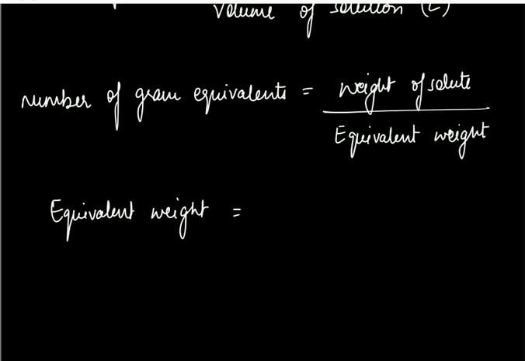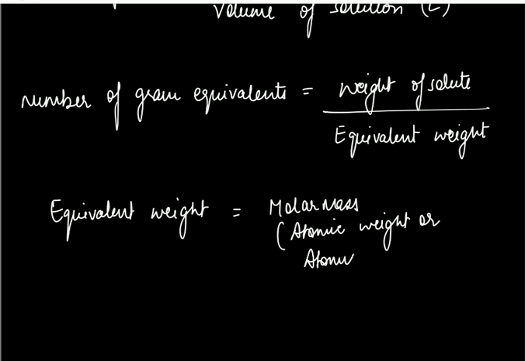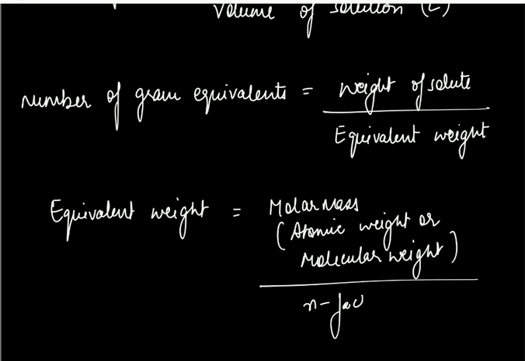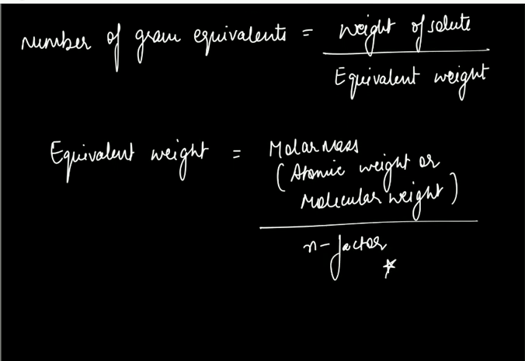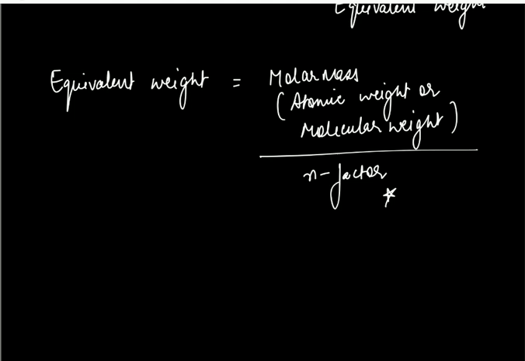So equivalent weight is nothing but molar mass, or you can say molecular weight, or it can be atomic weight if you're talking about a single element ion in a compound or a molecule. So atomic weight or molecular weight divided by n factor. This n factor is something very important to understand. Before moving ahead, I'll come back to this entire thing again.